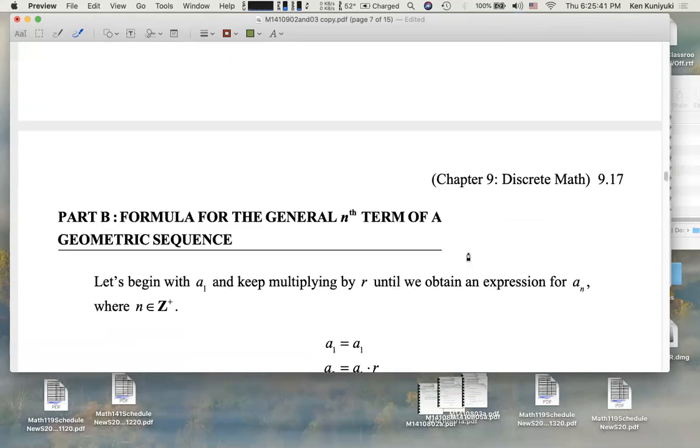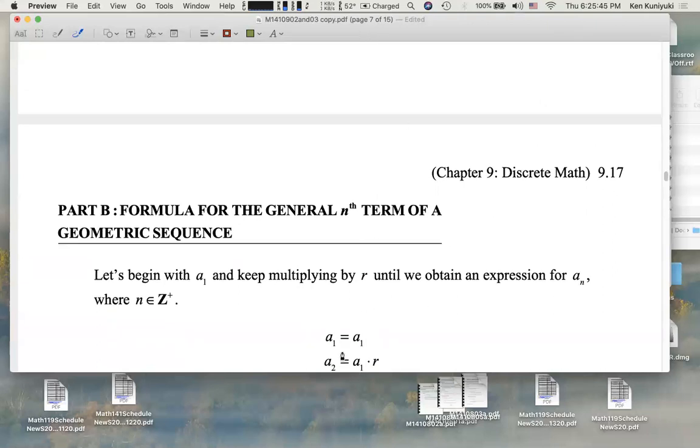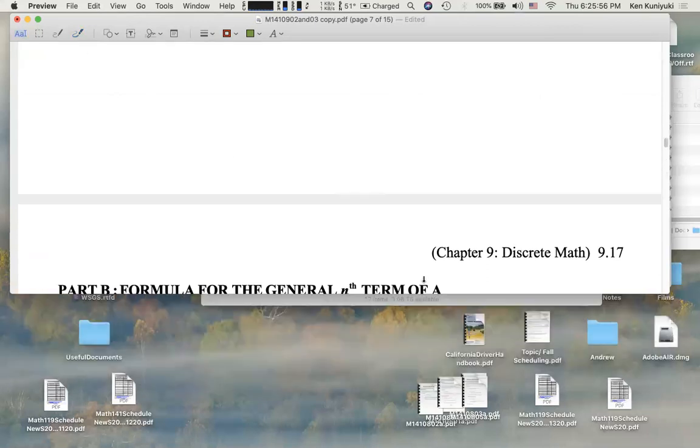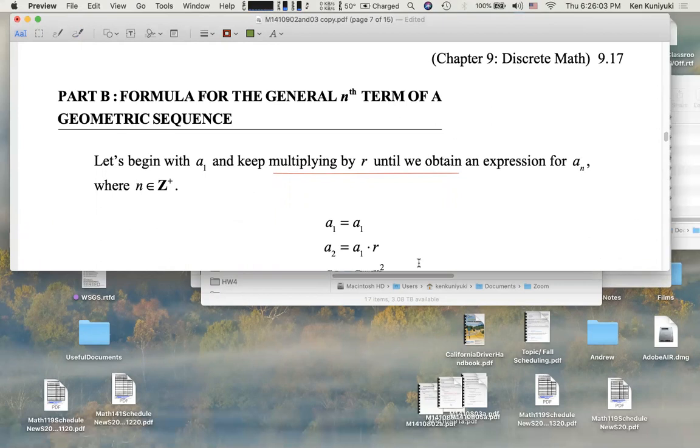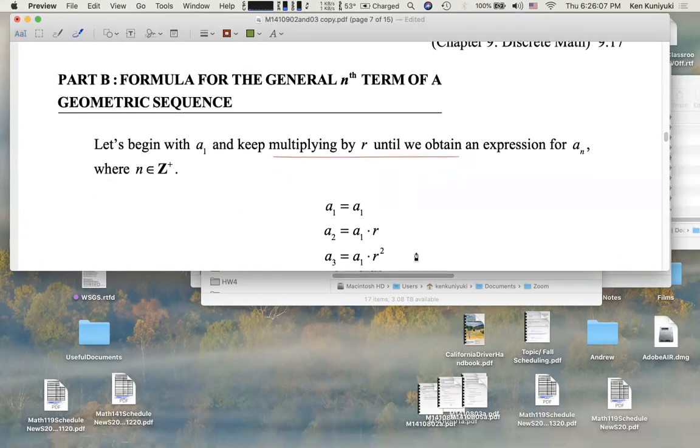Okay, the formula for the general nth term of a geometric sequence. It's similar to what we did for the arithmetic, except here, instead of adding D step by step, we're multiplying by R. So we have a sub 1 equals a sub 1. Okay, a sub 2, how do we get that? It's a sub 1 times R. To get a sub 3, remember, by the recursive definition, a sub 3 is a sub 2 times R. A sub 2 is a sub 1 times R. Plug this in, and you get a sub 1 times R, and then this guy is times R. So we get a sub 1 times R squared.